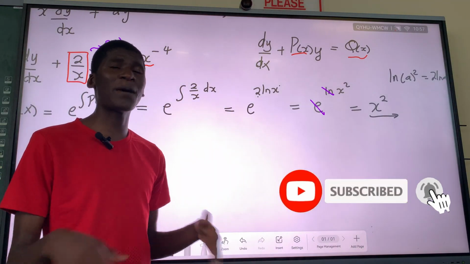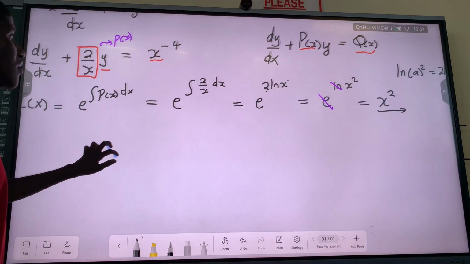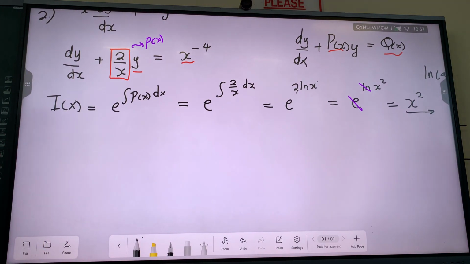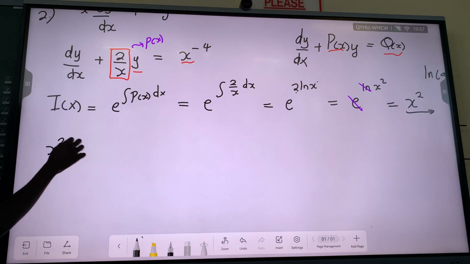Even if you don't remember it, your intuition should still be correct, even if you don't express it well. So, what do we do after finding the integrating factor? Multiply the entire equation with the integrating factor.